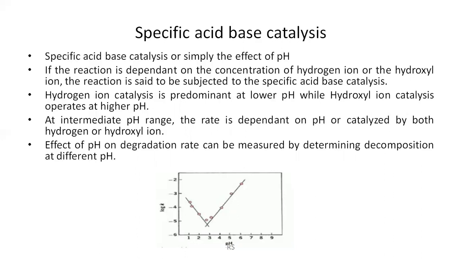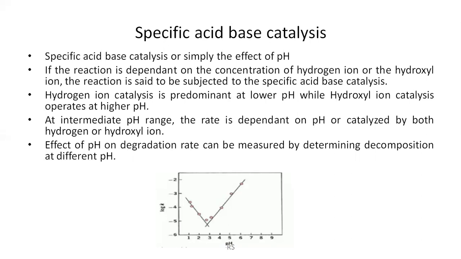Effect of pH on degradation rate can be easily measured by determining decomposition at different pH. So for this, we have to prepare different pH solutions of the drug, and determination of the concentration at different pH solutions is done. We'll come to know by this how much degradation occurs at different pH. Finally, a graph is plotted between the log of rate constant, that is K value, and the pH to find out the optimum stability.